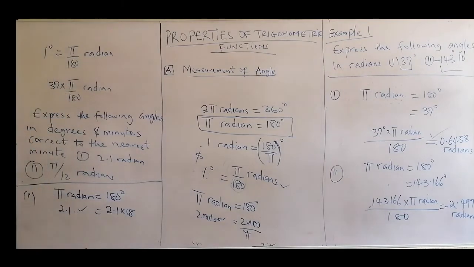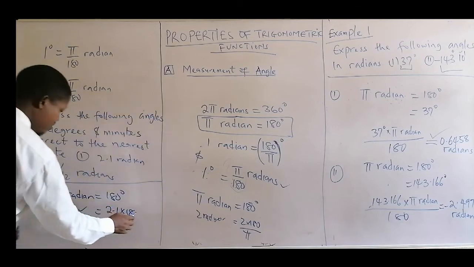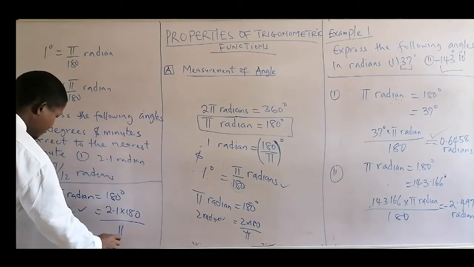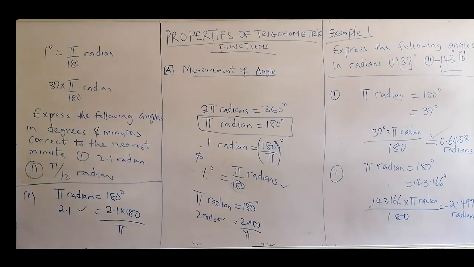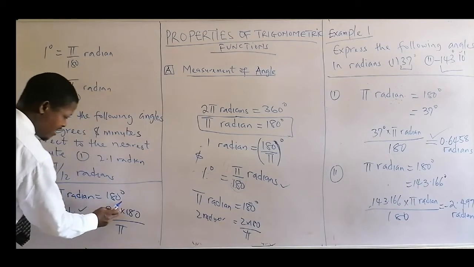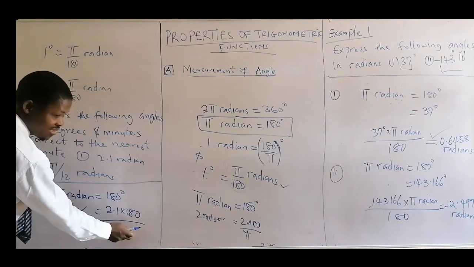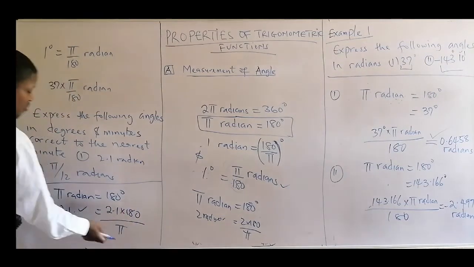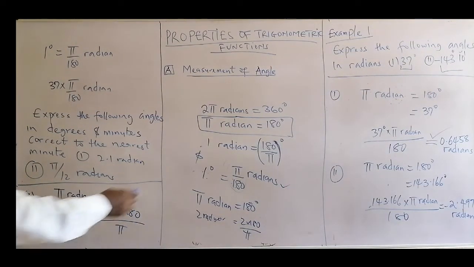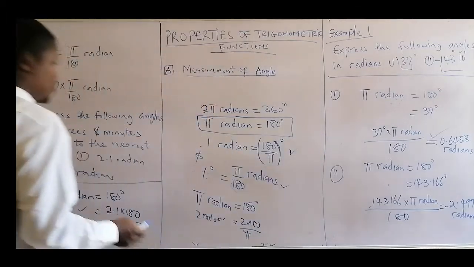2 pi radian times 180 all over pi. So is that clear? You can say 2 pi radian times 180 all over pi radian, so the radians will cancel out. That is what we are using now to get radian.